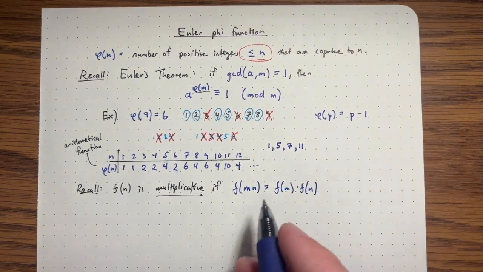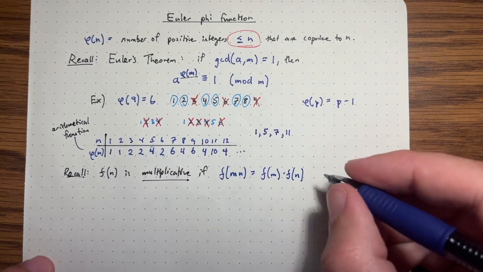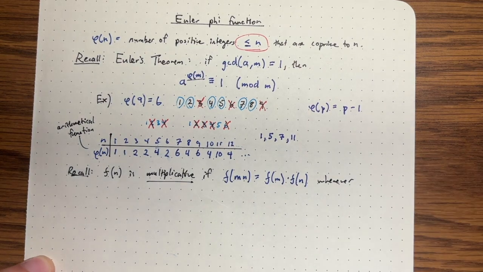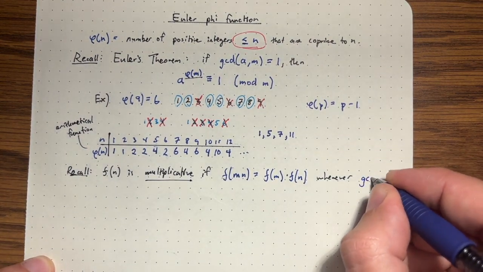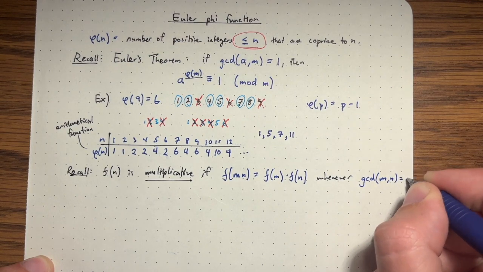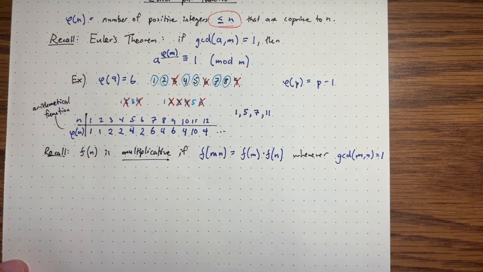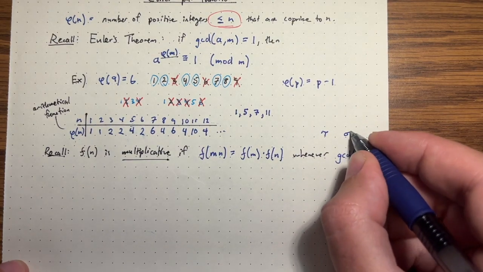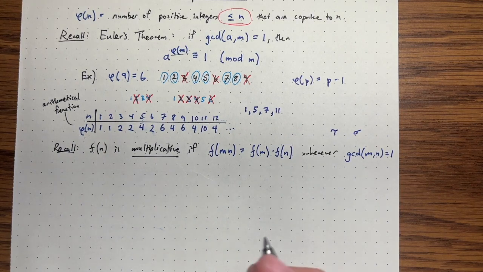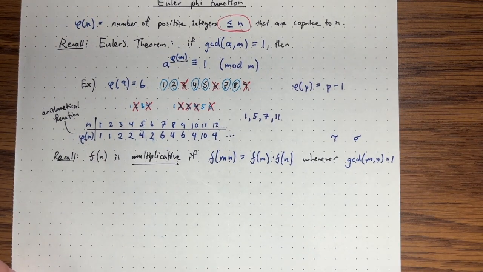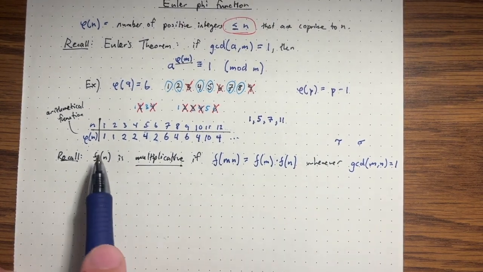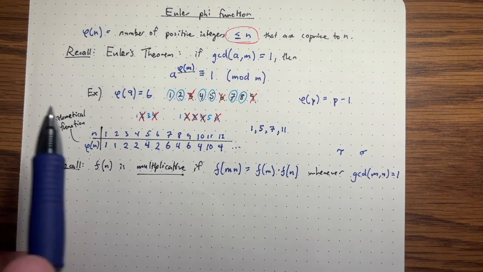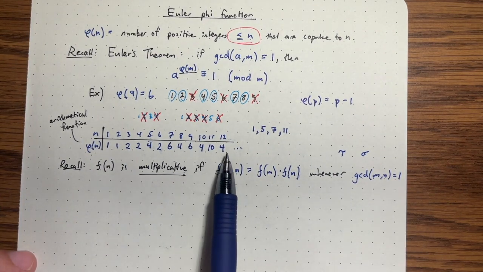But not always. We only demand that this property holds whenever m and n are coprime. Okay. And we saw some examples earlier of multiplicative functions, for example, tau, the number of divisors, sigma, the sum of divisors. We also saw mu, the Mobius function. There are plenty of multiplicative functions that we can cook up. And phi appears, at least upon first observation here, to be multiplicative.